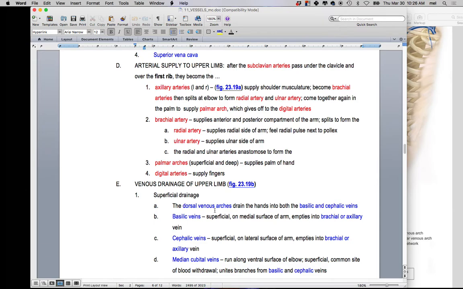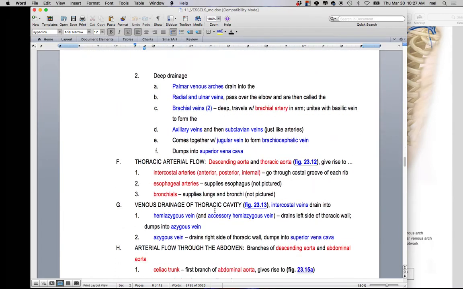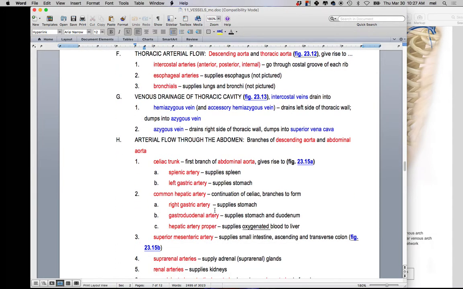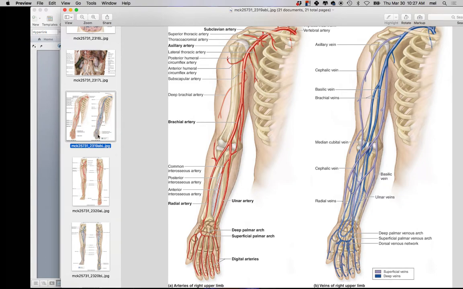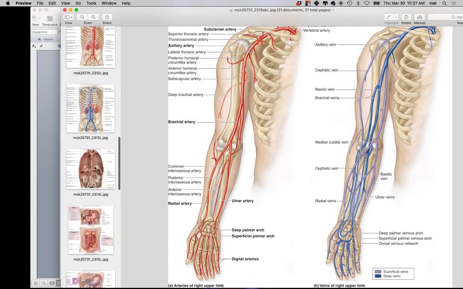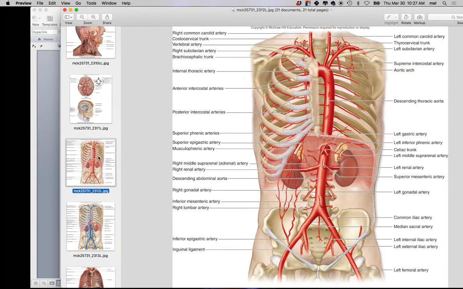Okay, so that's arterial supply and venous drainage. We did deep and superficial. Okay, so we're on our little magic school bus journey down the aorta. So now you can see that we did ascending aorta, aortic arch. Now we're doing descending aorta. The descending aorta is thoracic and then abdominal.